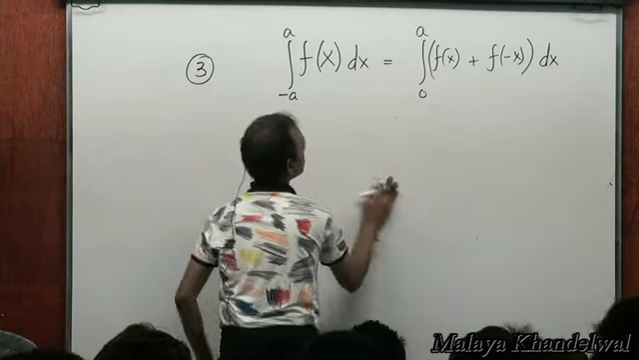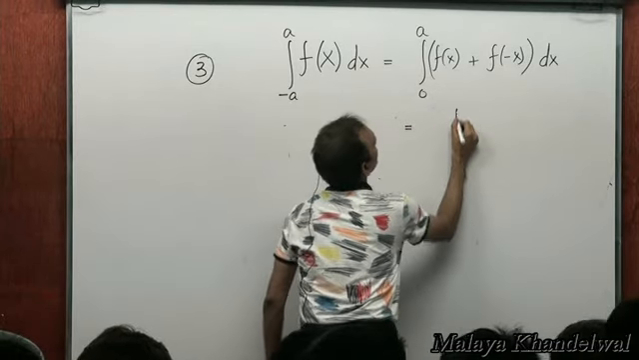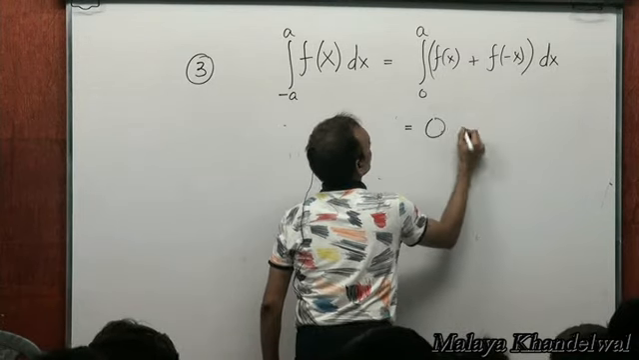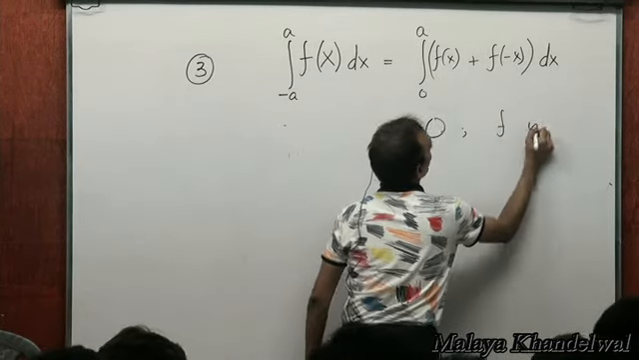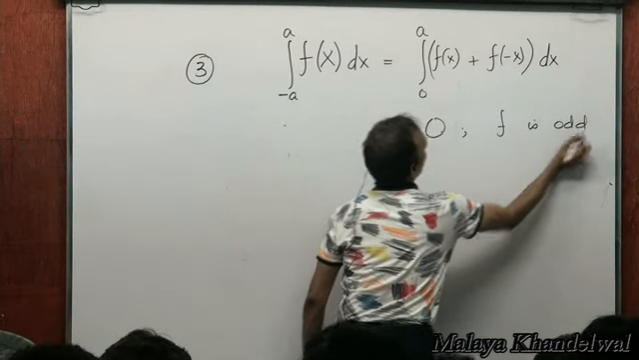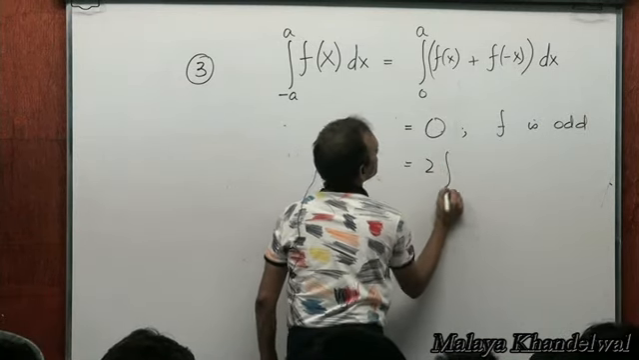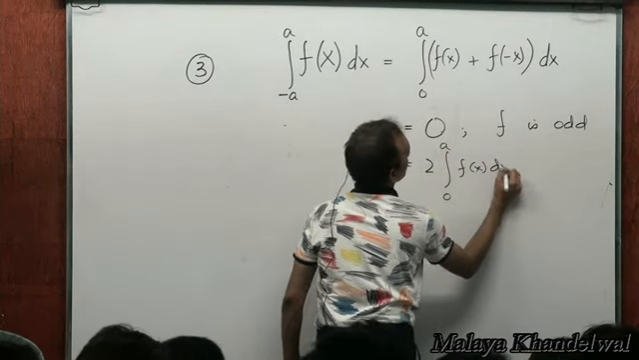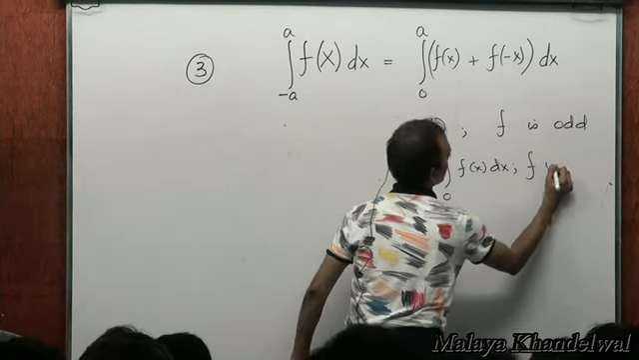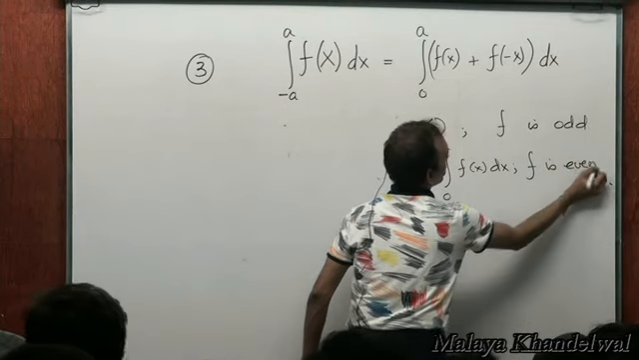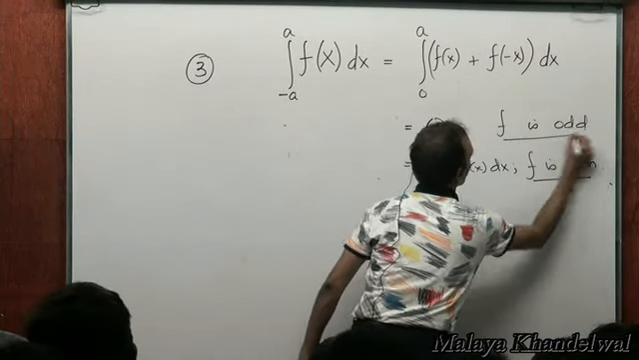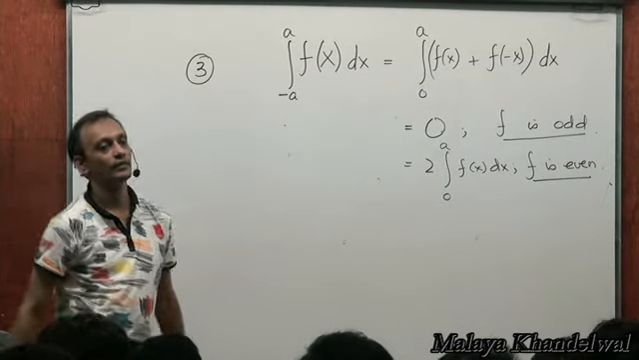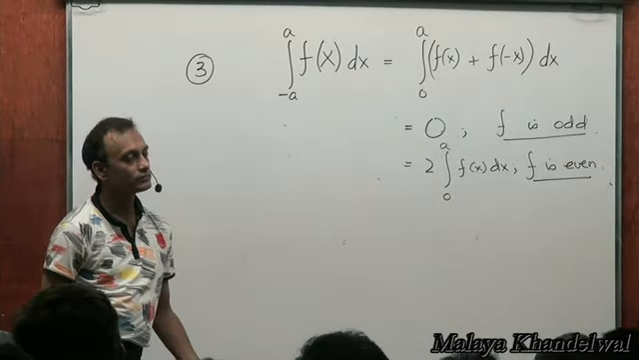So this will be 0 when f is odd, and this will be twice the integral from 0 to a of f(x) dx when f is even. Right?